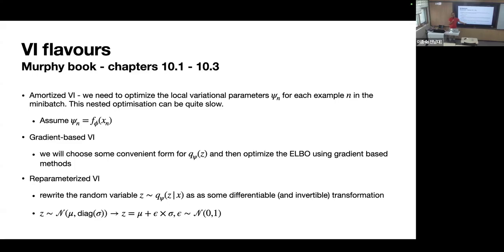Instead of doing something hard, you're doing something easy, and the solutions are close enough. This is the concept of amortization. And the second thing that is important is so-called gradient-based variational inference. If you have any form of optimization, the gradient-based approach is the following thing.